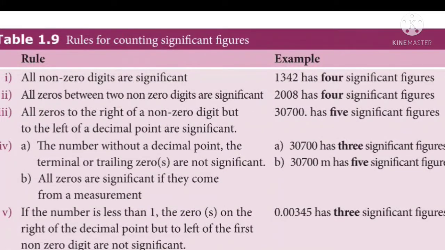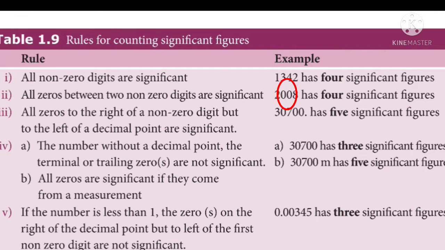Now let us discuss the rules for counting significant figures in the given numbers. Look at the first rule. All the non-zero digits are called significant. For example, 1342. This number has 4 significant figures.